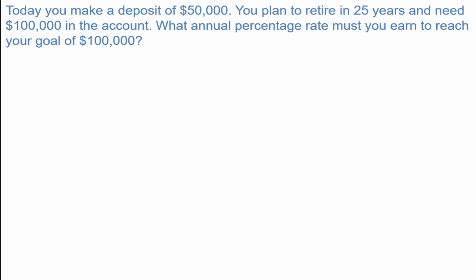Today you make a deposit of $50,000. You plan to retire in 25 years and need $100,000 in the account. What annual percentage rate must you earn to reach your goal of $100,000?